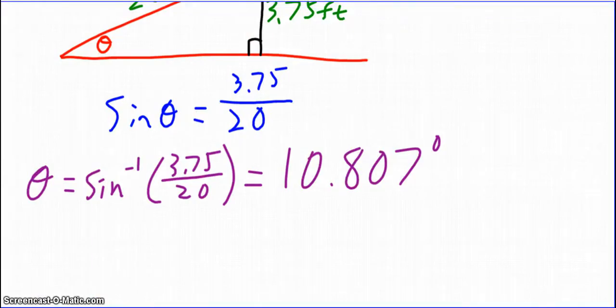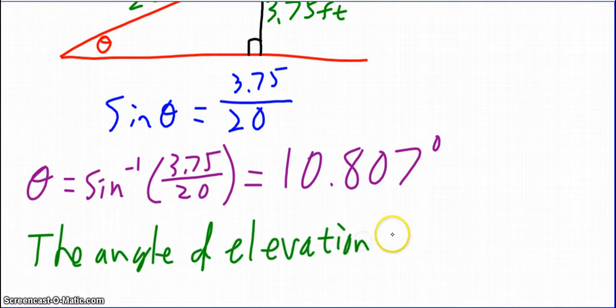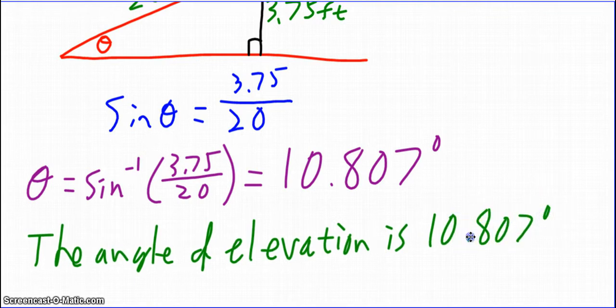Again, this was a word problem though, so we want to answer in a phrase or a sentence. The angle of elevation is approximately 10.807 degrees. Now, I don't know if I mentioned earlier, but most of the time, unless it's specified otherwise, round to at least 3 decimal places.